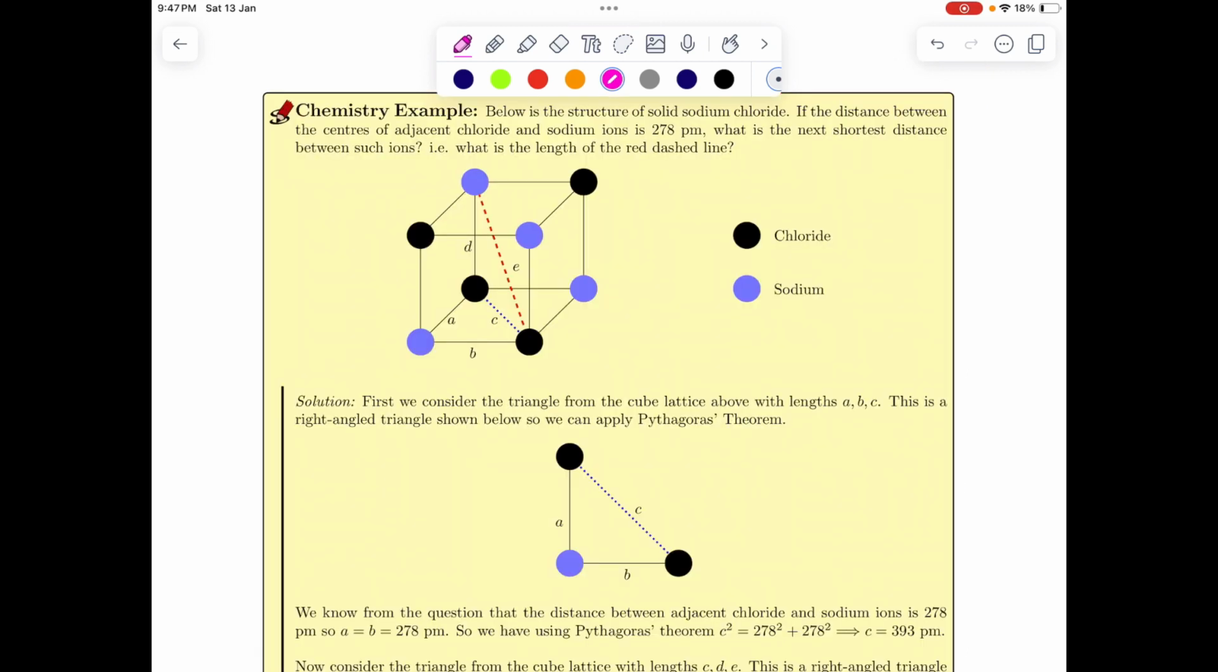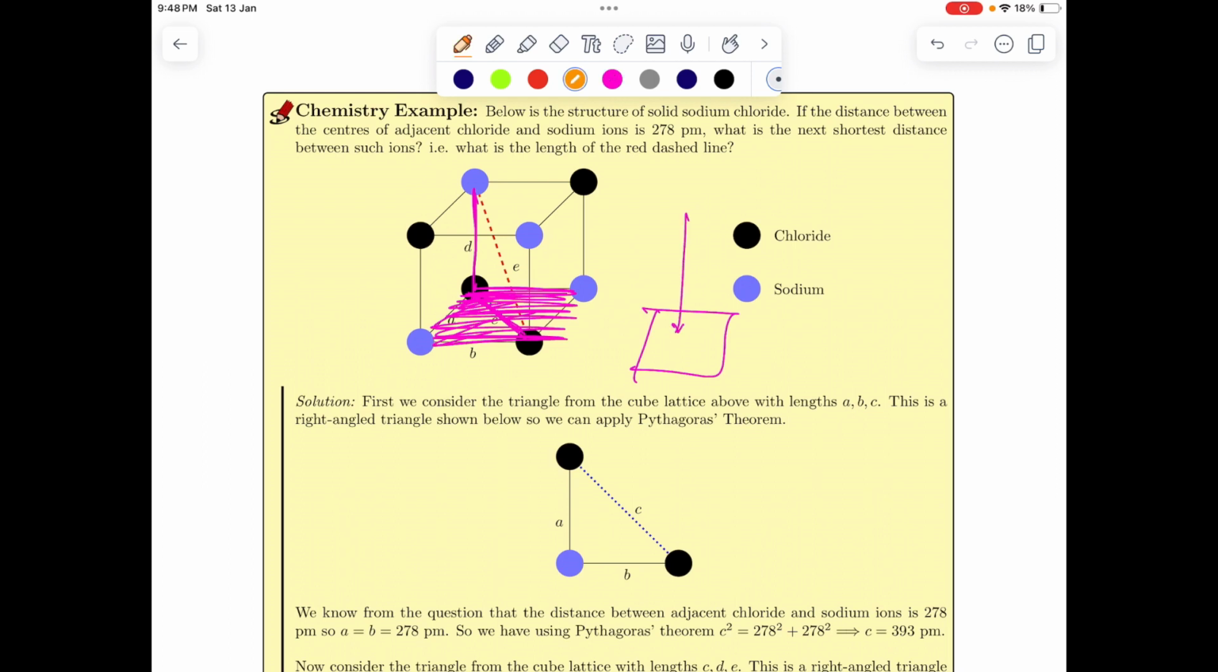So we have a structure of solid sodium chloride here. The distance between centers of adjacent chloride and sodium ions is given as 278 picometer. What's the next shortest distance between these ions? So basically, what's the length of this red dashed line? And if you see in 3D, this line and these lines are mutually perpendicular.